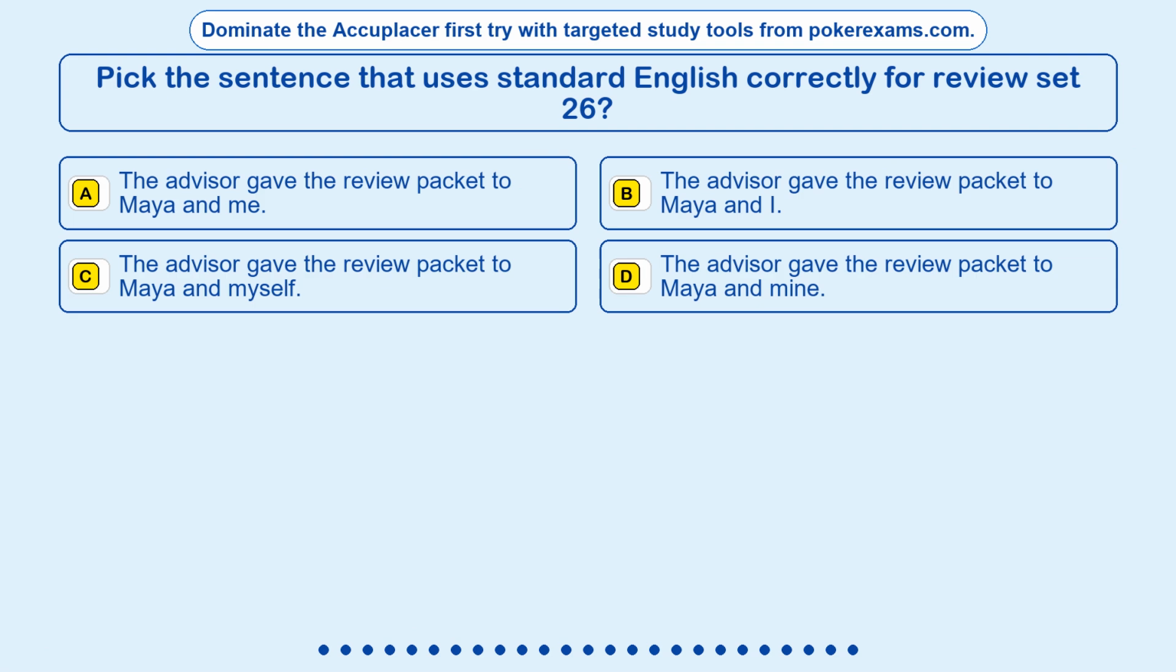Question 20. Pick the sentence that uses Standard English correctly for review set 26. Option A. The advisor gave the review packet to Maya and me. Option B. The advisor gave the review packet to Maya and I. Option C. The advisor gave the review packet to Maya and myself. Option D. The advisor gave the review packet to Maya and mine.